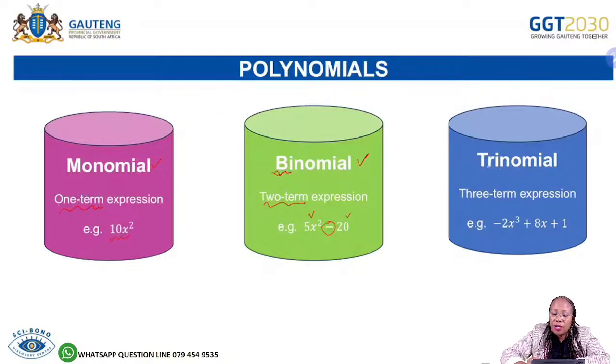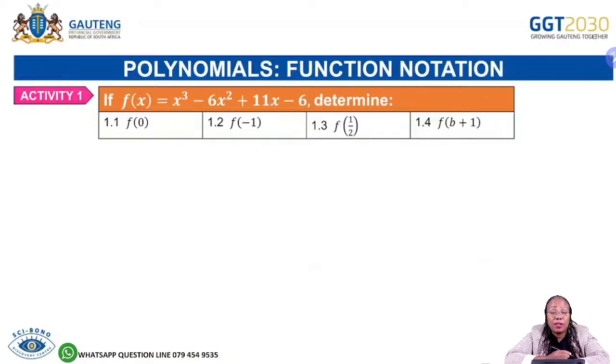And then now a trinomial. Tri means 3, like a triangle, a 3-sided figure. So tri means 3, therefore we mean a 3-term expression. As you can see now, it is separated by plus in between. That is the first, second, and third term. Those are the examples of polynomials, grade 12.